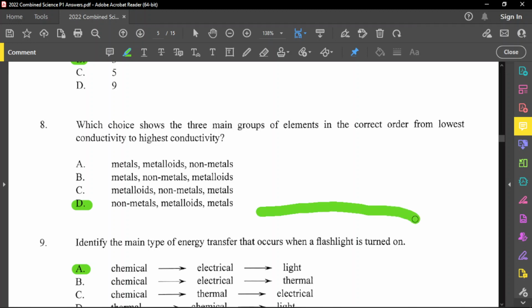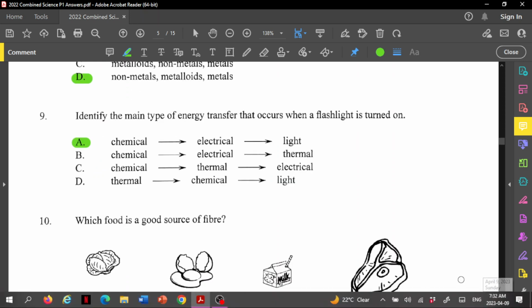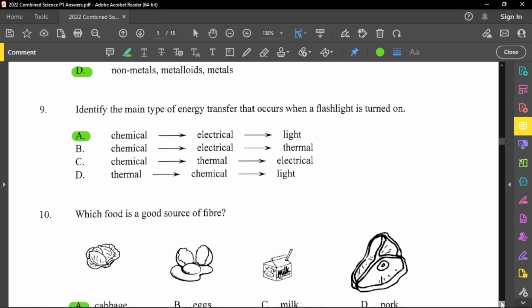All right, so question number 10, let me just delete this. Question number 9 actually, it said identify the main type of energy transferred that occurs when a flashlight is turned on. The correct answer is A, because in the batteries you have chemicals, so it's chemical energy, then turned to electrical energy, then you get light. Of course you can also get light and heat, because depending on the bulb of the flashlight, you will produce some amount of heat as well. So A is correct.